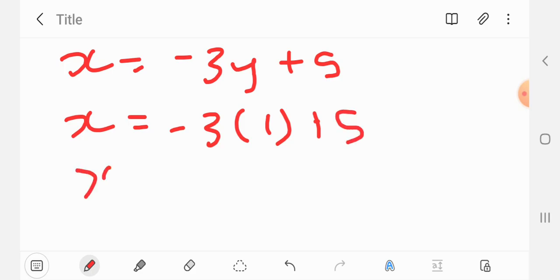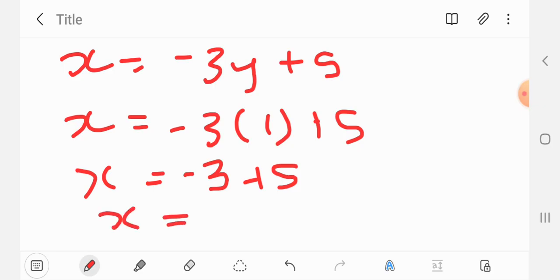x is equal to negative 3 plus 5. So when you put negative 3 plus 5 into the calculator, it gives you 2. So x equals 2 and y equals 1.